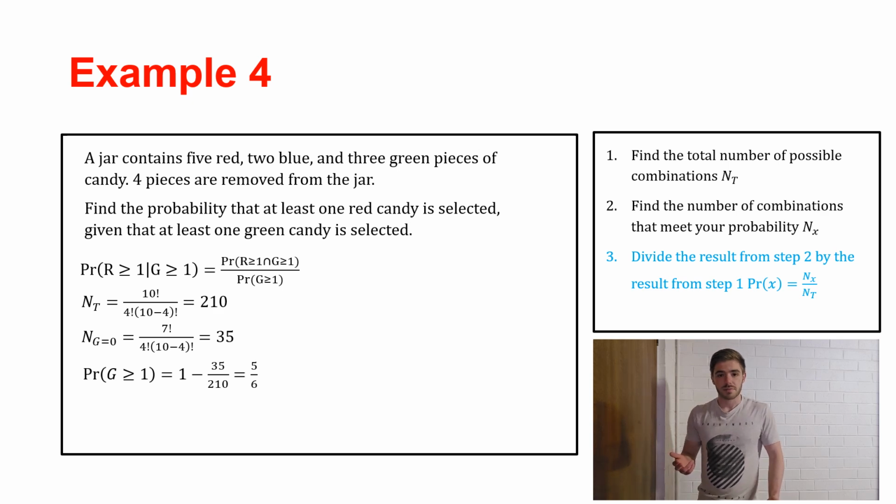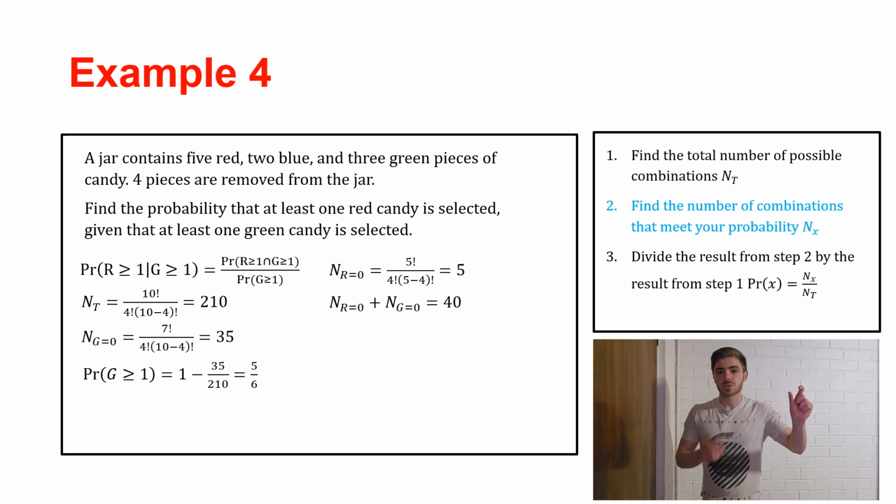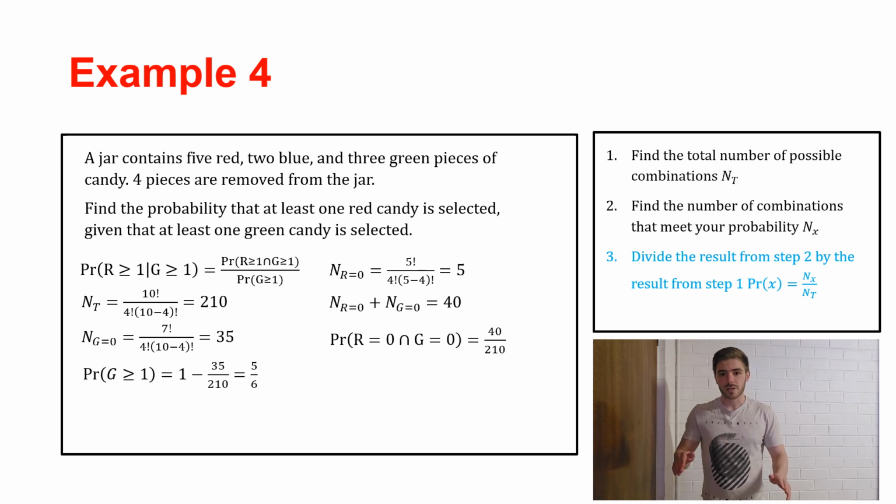So we're just going to use the same tactic as before, using complement probabilities. If we're going to select no red, then the new total number of candies is going to be 5, since there were 5 red and we're removing that from the pool. We actually already looked at what it takes to get no green candies, so we're just going to add this number of combinations to the number of combinations that contain no green. That's going to give us the probability of getting no green and no red after we divide through by the total, and then we're going to subtract that from 1 to finally get that intersection that we're looking for.